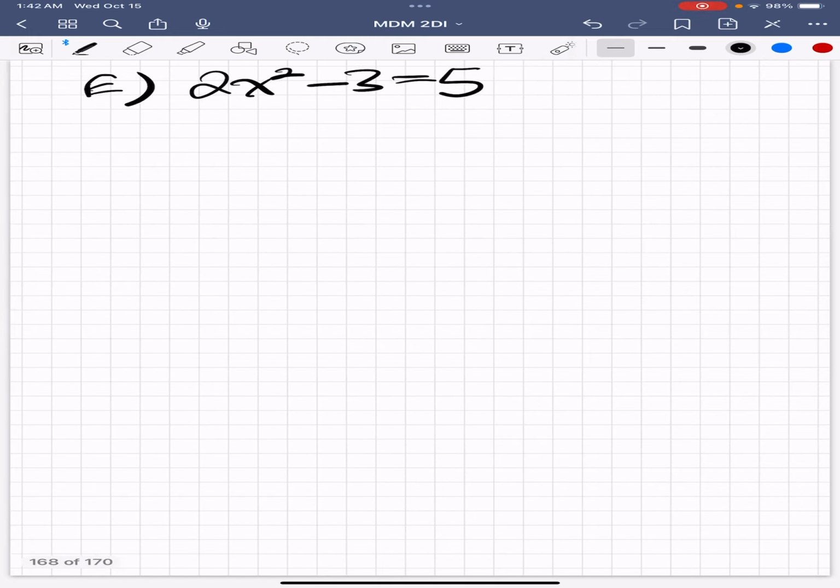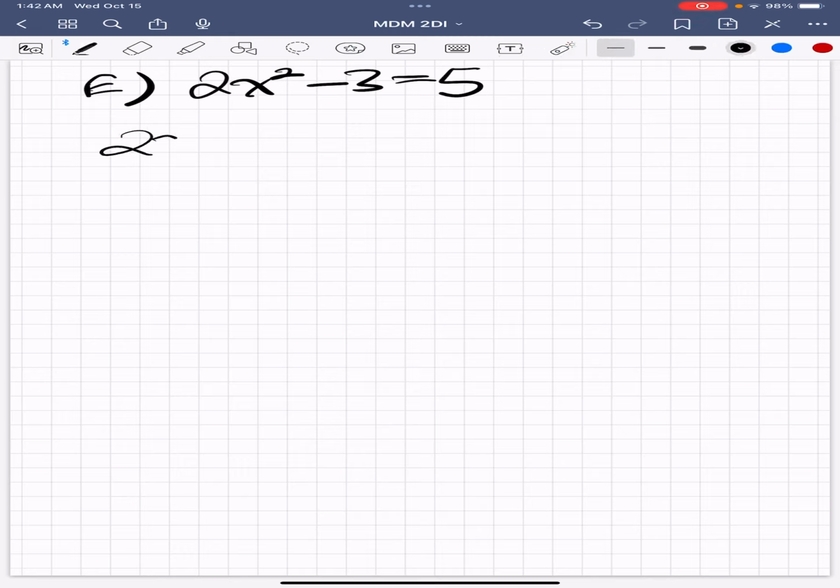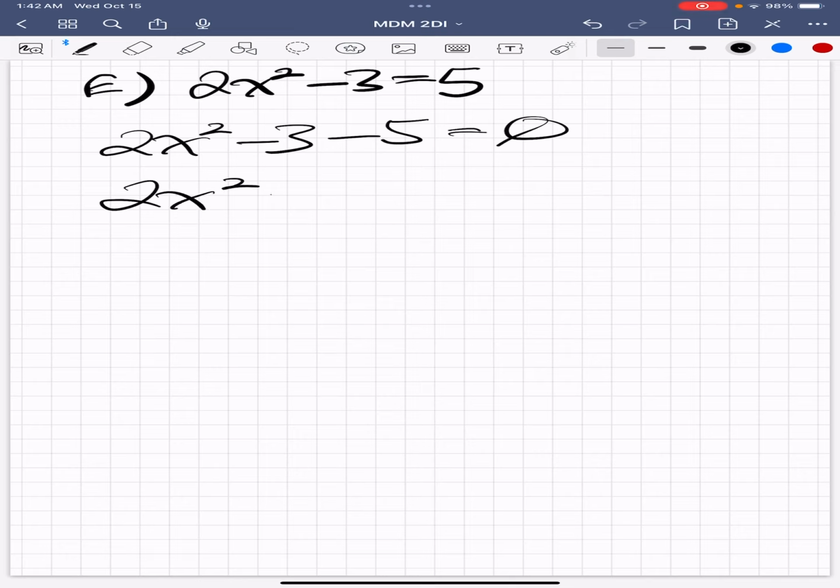Moving on to E. This one is a bit more complicated. We do have the question, but this time we're going to move the positive 5 over to the other side and see how it goes. So we have 2x squared minus 3 minus 5 equals 0. Then we have 2x squared minus 8 equals 0.